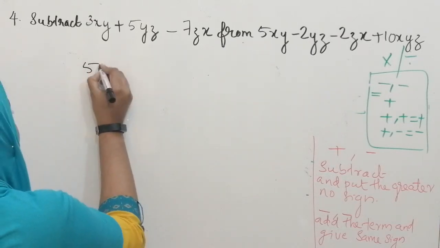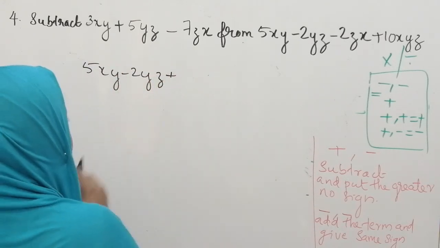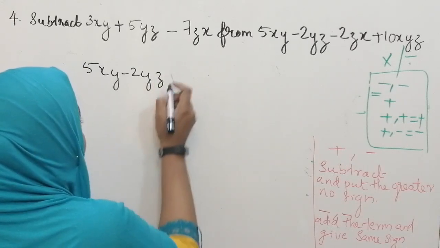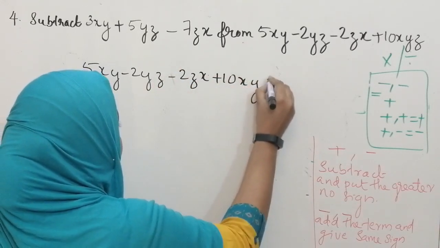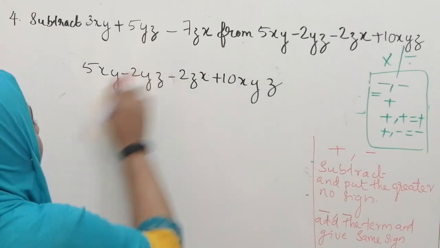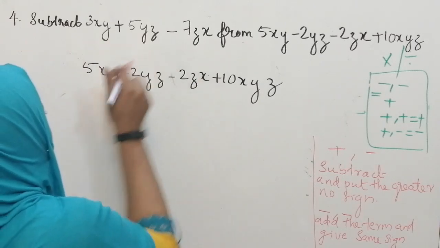So that is 5xy minus 2yz minus 2zx plus 10xyz. So I wrote this part of the question here. So now we can change the sign of this first part of our question.